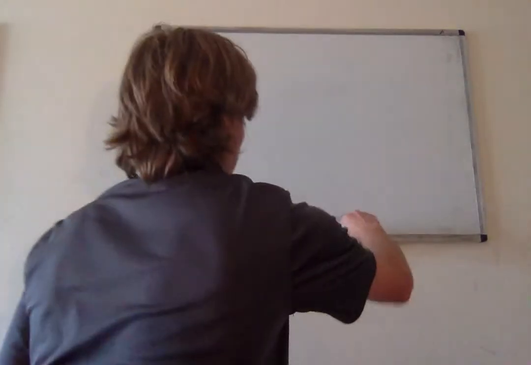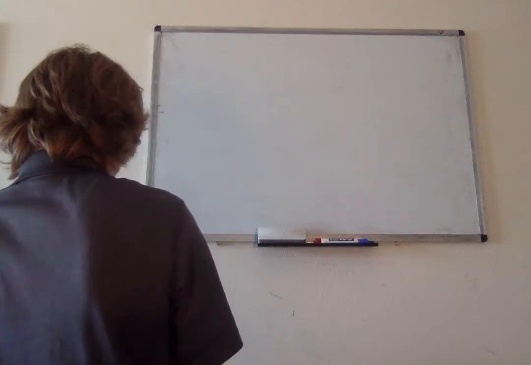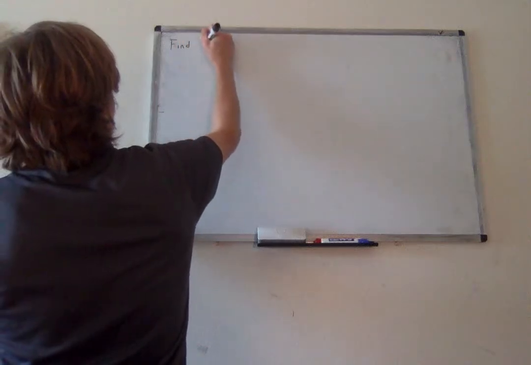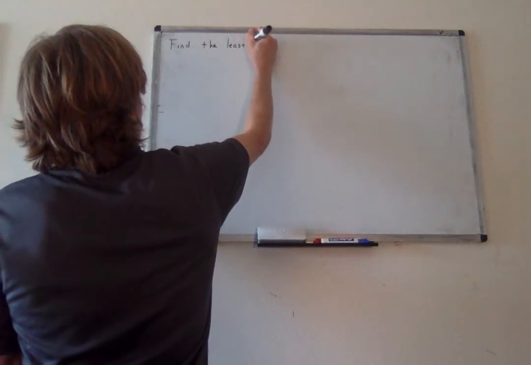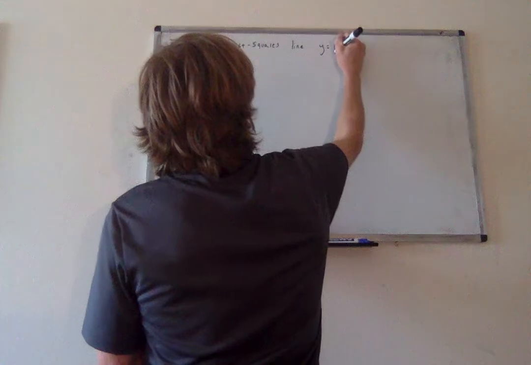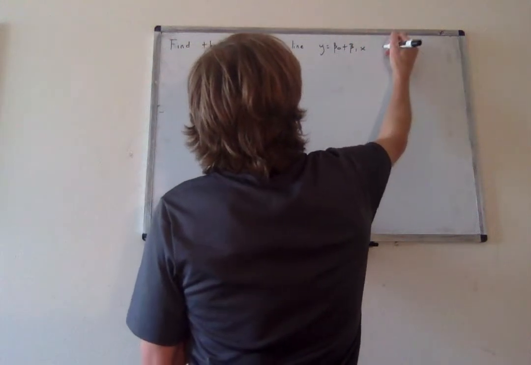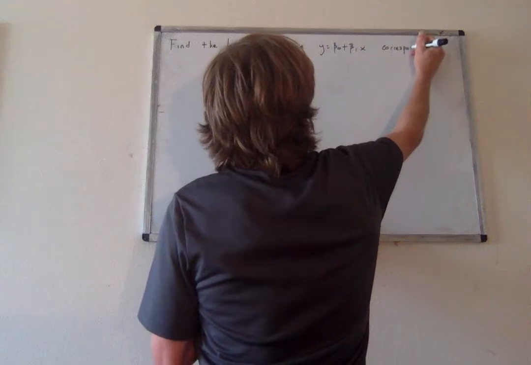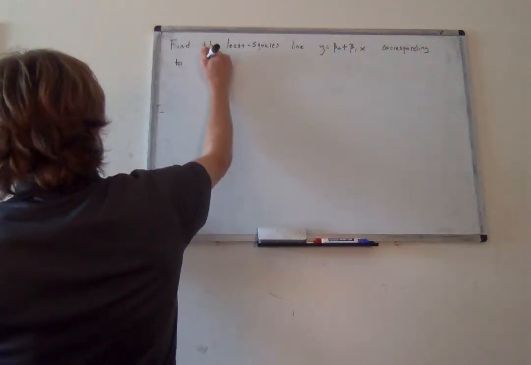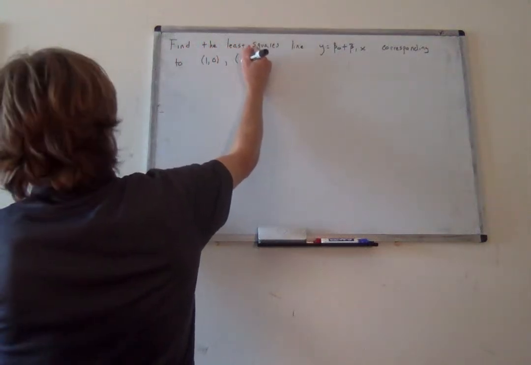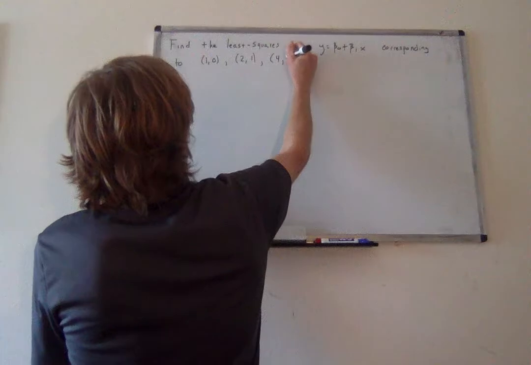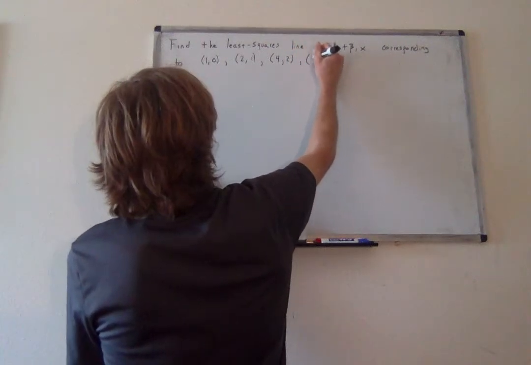So let's look at an example. We want to find the least squares line corresponding to the data points 1, 0, 2, 1, 4, 2, and 5, 3.